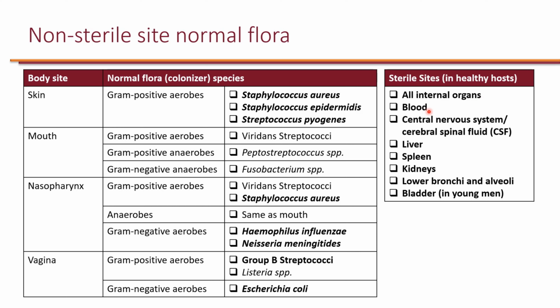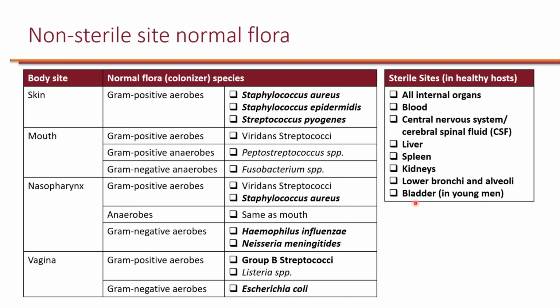For example, in blood, we don't anticipate any organism. So if you do find an organism in a sterile site, it's considered an infection for the most part. Especially blood: if you find anything in the blood, it's considered infectious. The same with the central nervous system, cerebrospinal fluid, the liver, spleen, kidneys, lower bronchi and alveoli, and the bladder for the most part.